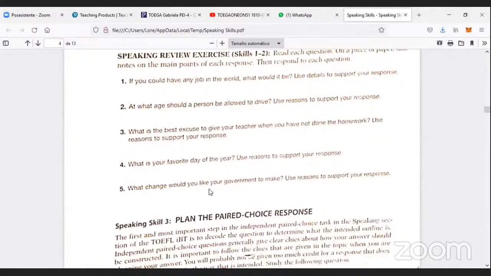Maybe, for example, in this question, you could give your reason. And after, in your support ideas, you could try to make comparisons between your country and other countries.